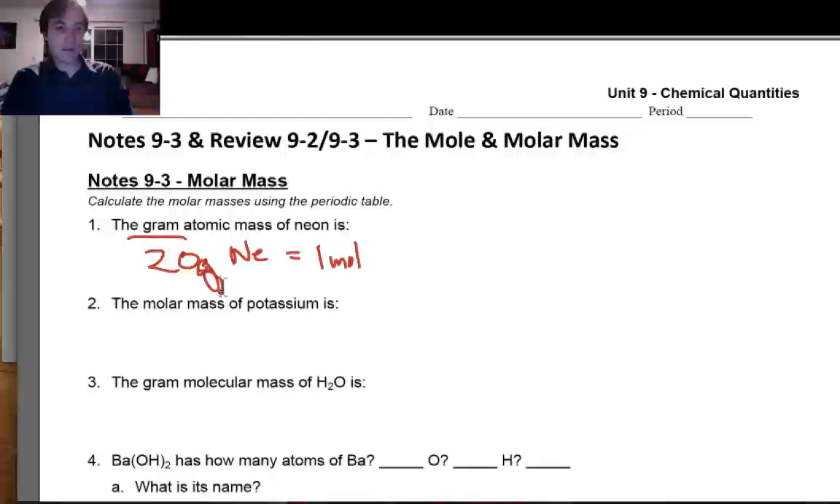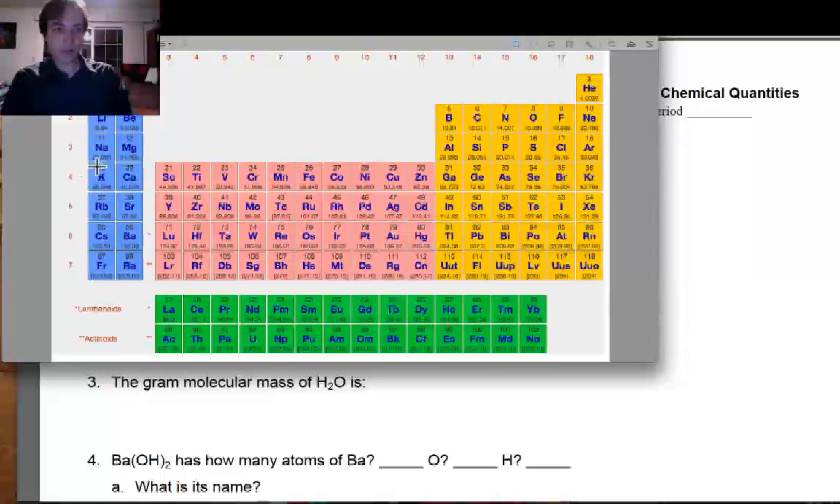Okay, now let's talk about molar mass. Molar mass is going to take this idea one step further. So let's look at the molar mass of potassium. If you've forgotten, potassium is K on the periodic table. So let's go back to our periodic table. Potassium is right here. Its mass is 39.098. We're going to round this off to 39. So that would be 39 grams of potassium equals 1 mole of potassium.